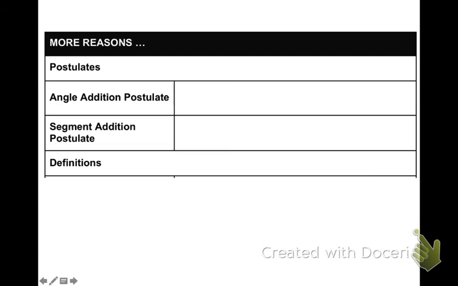Okay, so down here for angle addition, let's write the measure of angle ABC, so that's your big angle, is equal to the measure of angle ABD plus the measure of angle DBC. So your big is equal to the smalls.